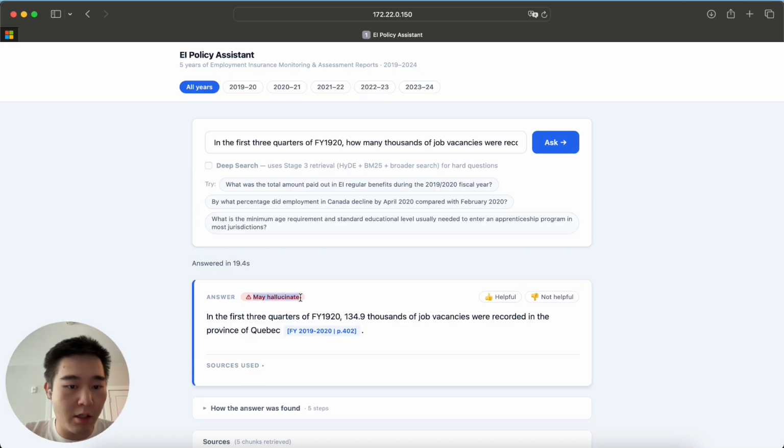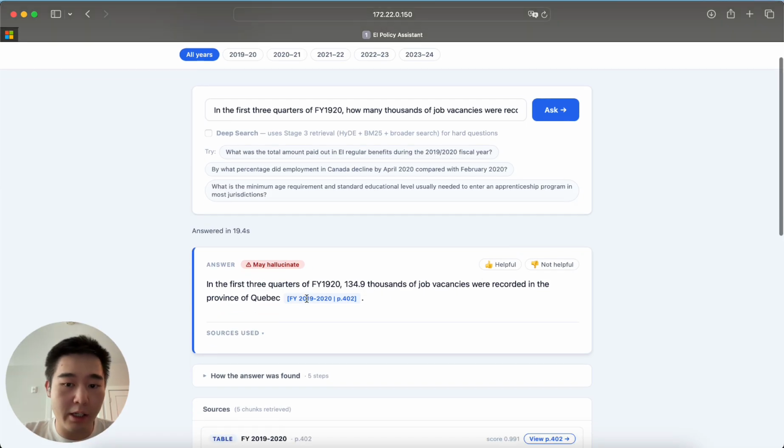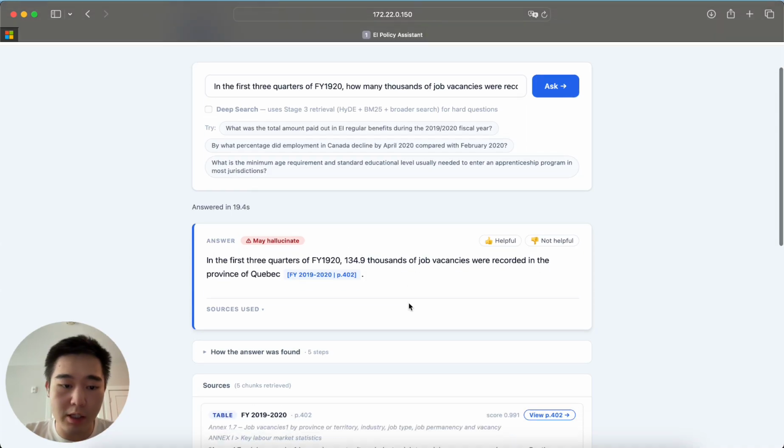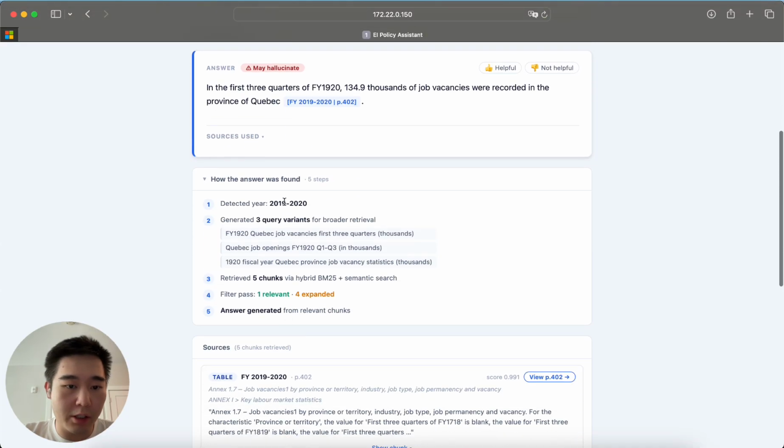So even though it's saying maybe hallucinated, it probably detected a few sources saying different things, and then it decided to answer with this. That's why it has maybe hallucinated. And let's see what we got here.